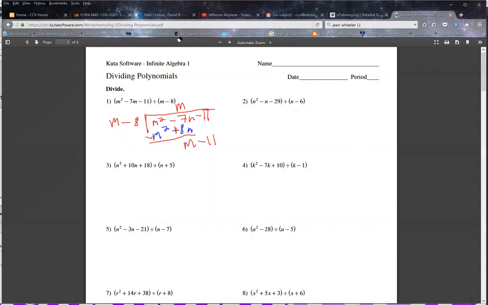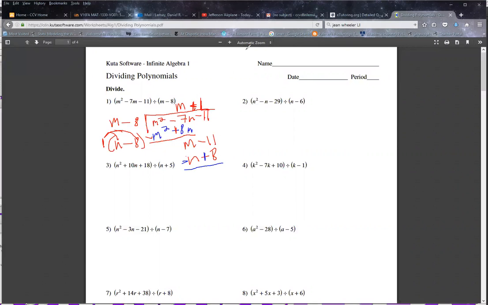So then I ask, what times m is 1m? Well, of course, that's just 1. So then I'm going to multiply 1 times m minus 8, which is kind of crazy to write down, but I will since it's a process. So 1 times m is m, and 1 times negative 8 is negative 8, and then I subtract. You got to remember to subtract. And notice I'm making this in different colors just to keep myself straight so I don't make mistakes.